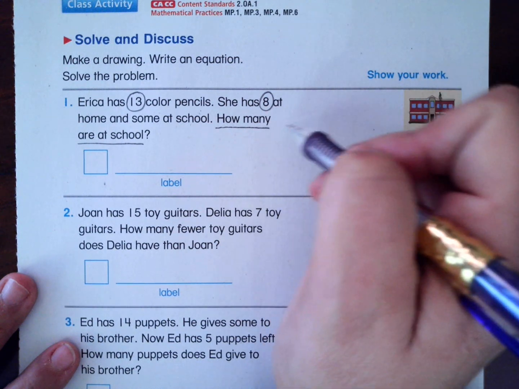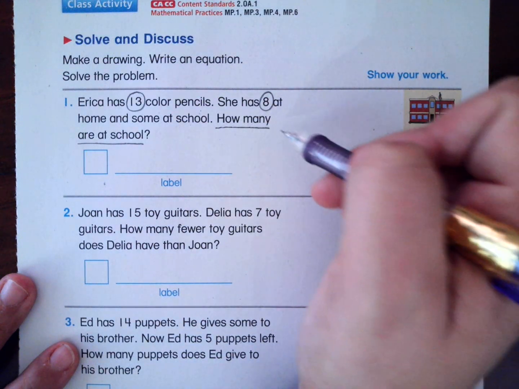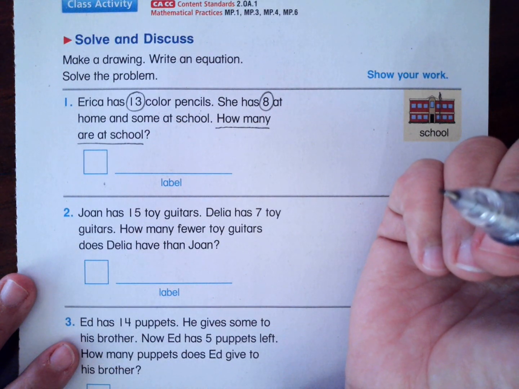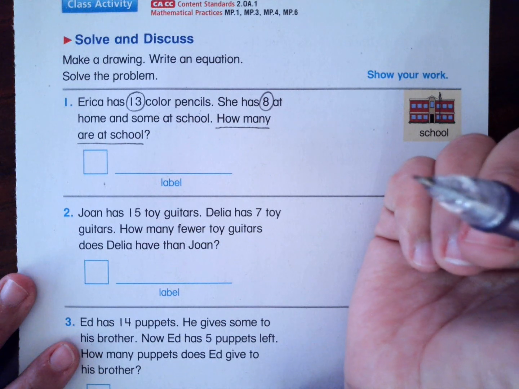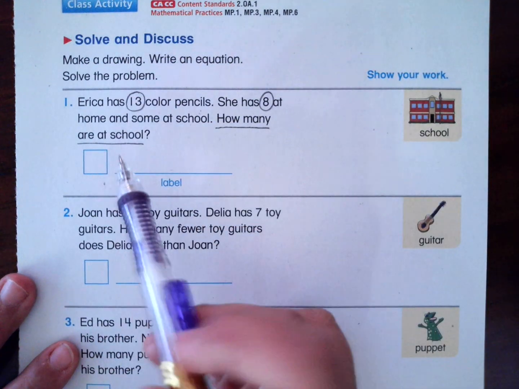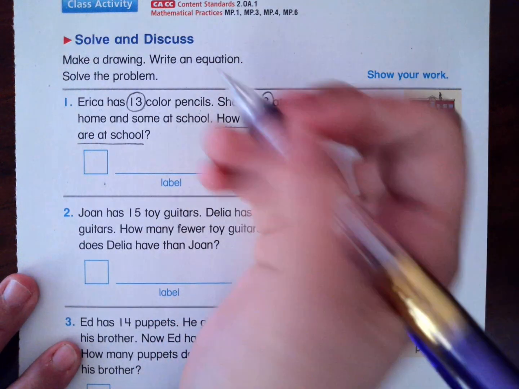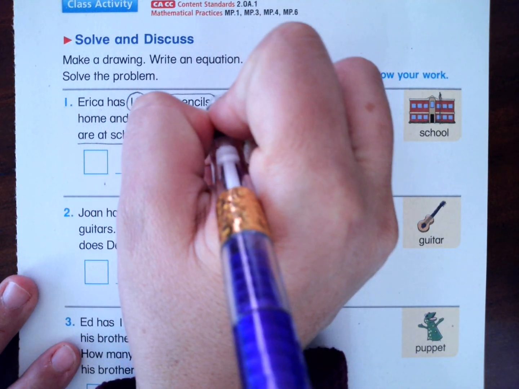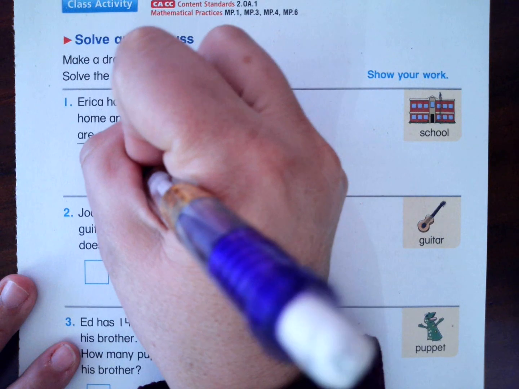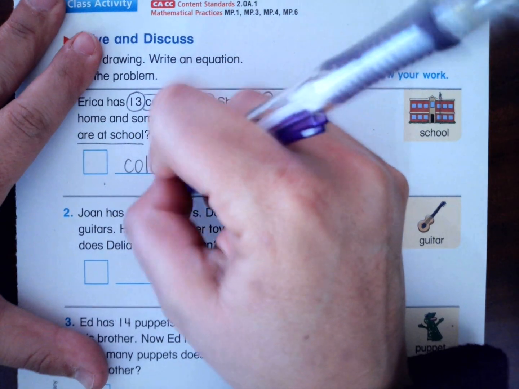Now, sometimes my label is right after how many. This time, our label is not right after how many because are is not a label. So I'm going to go back into my story problem and see if I can figure out what my label is. What are we talking about in this problem? Why don't you take a look? If you go back to the first sentence, it says Erica has 13 color pencils. So right here, this is our label. All right, so why don't we go ahead and write that down here. Oops, not colored, color pencils.